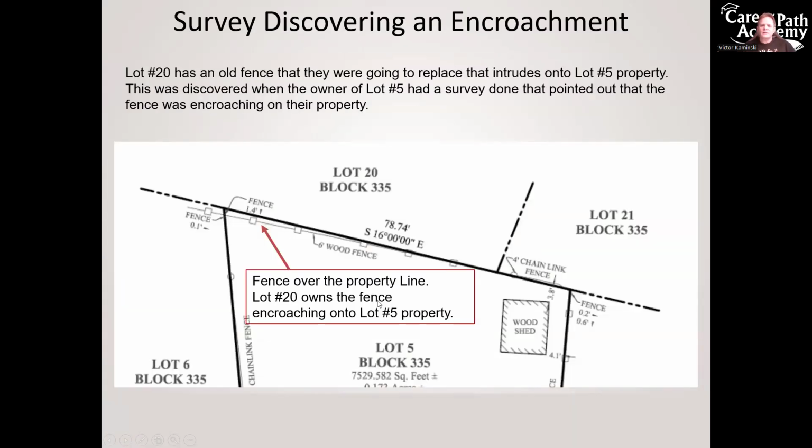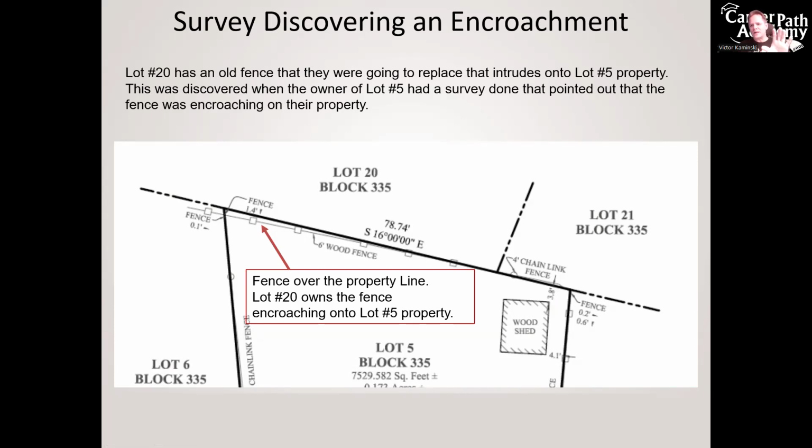Here's an example of the survey of the back of my property here that shows the wood shed in the back, which I'll be replacing soon, but it shows it's 4.1 feet off the property line here, 3.8 feet here. Over here, you can see it shows that the neighbor's fence from the backyard, their wooden fence, is actually protruding onto my property line. See, a survey would uncover such things like that.